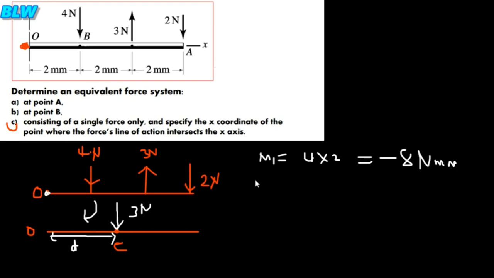Okay, so let me find the second moment. That's the moment caused by this 3 Newton from point O. So that will be 3 times the distance from point O, that's from this side here to this side. So that's 4 millimeters, so that's times 4. So that gives me 12 Newton millimeter.